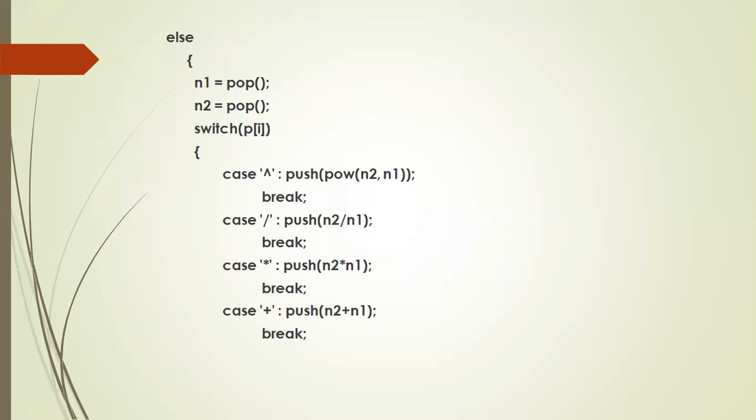So these are the 4 possibilities. Whenever the operator is a power, what you have to do? You have to push power of N2 comma N1, because N2 is, suppose 5 3 power. So N2 is how much? 5. And N1 is how much? 3. Power of 5 comma 3. 5 comma 3 is 5 5 is 25 comma 125.